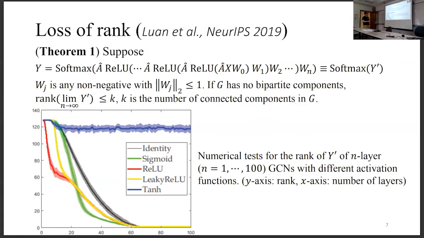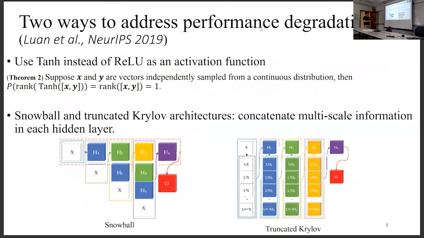And also from this numerical test, we can find that although for most of the activation functions the rank of the output will drop quickly, for the blue one, the hyperbolic tangent one, the rank will be kept or almost be kept even for very deep graph convolutional networks. Do you have any particular reason for that? Why does that activation function perform differently from the other ones?